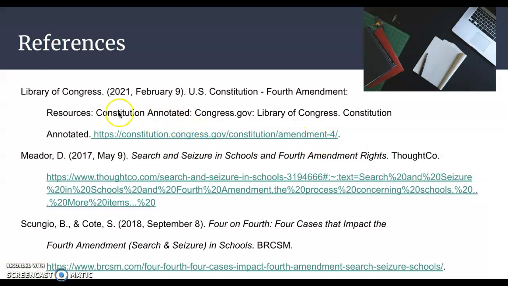All right, so I got my information from the Library of Congress online, from an article online, Search and Seizure in Schools and Fourth Amendment Rights by D. Meador, and then 4 Cases That Impact the Fourth Amendment in Schools by Scungio and Coate.